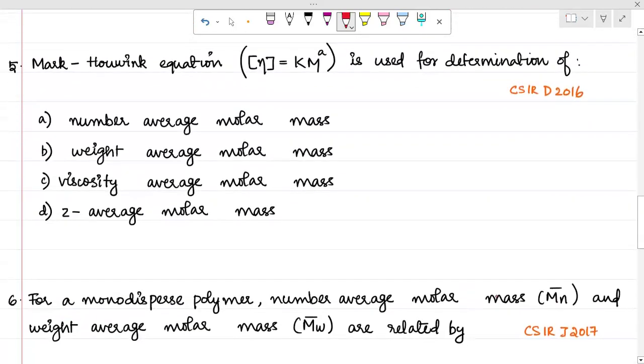Next one. The Mark-Houwink equation, which is eta equals K M to the power a. This is the second question in the same assignment on this, and now you know how important this equation is. So what is this used for? This M stands for viscosity average molecular mass. Option C. It is used for viscosity average molecular mass.